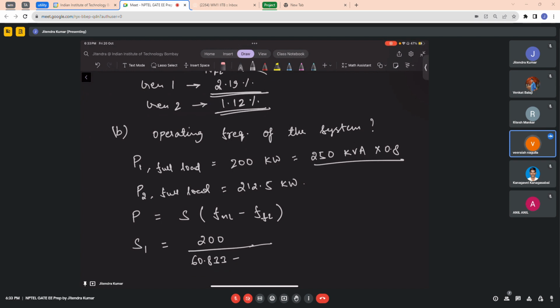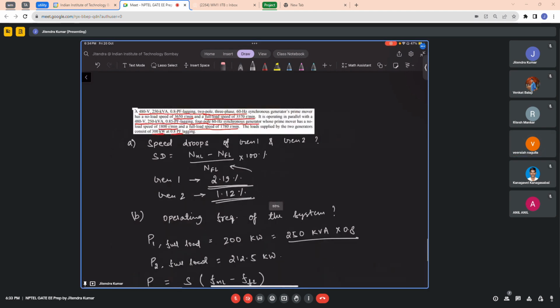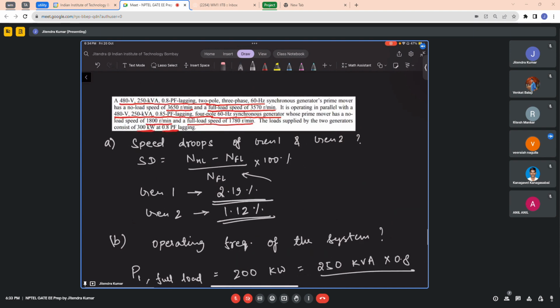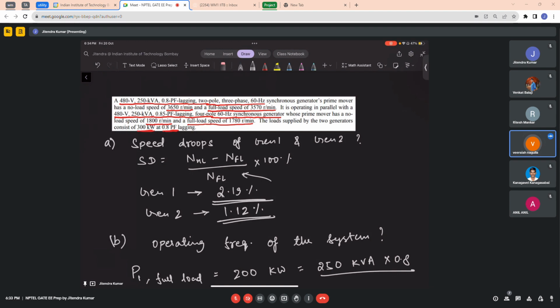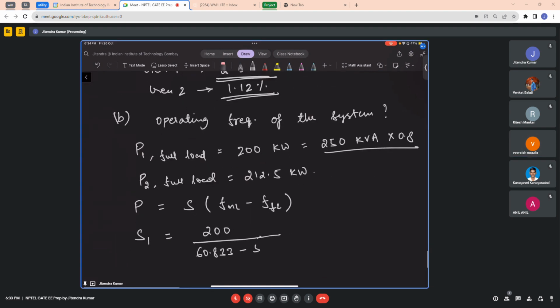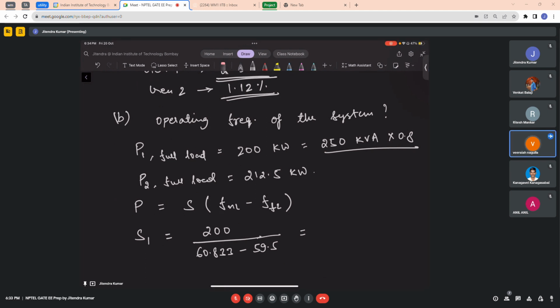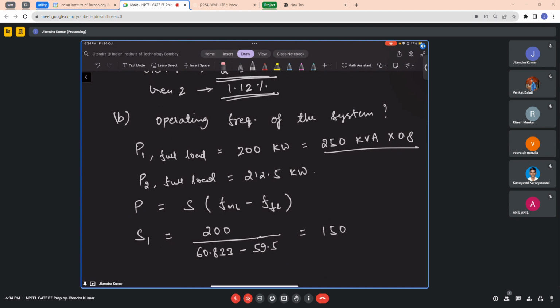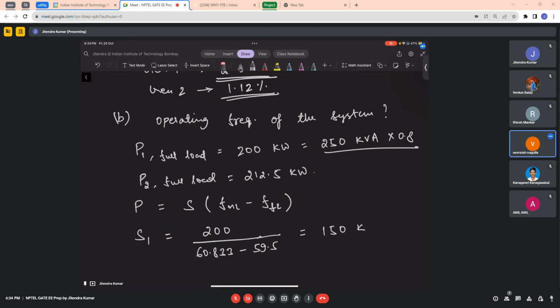Can you show the problem? Given that, corresponding to 3570 RPM, and this pole is 2, 59.5 Hz. Okay. So it will lead to something like 150.037, 150 kilowatt per hertz, right? Yes, sir. Because this is kilowatt.